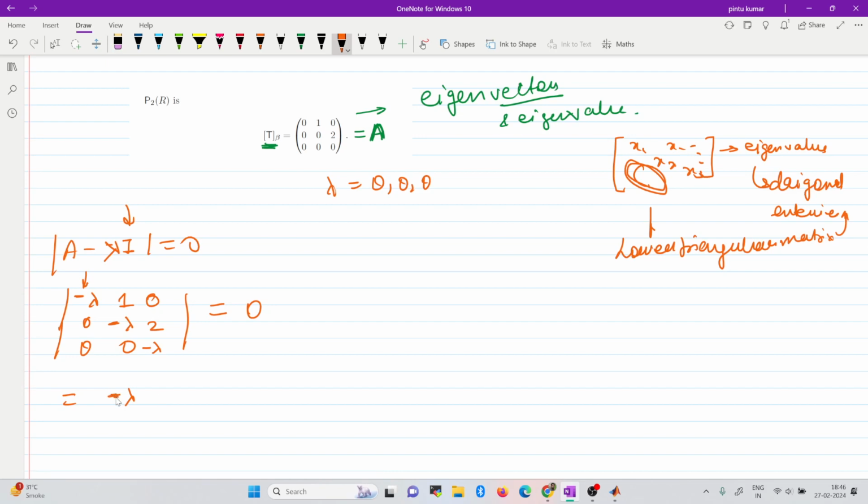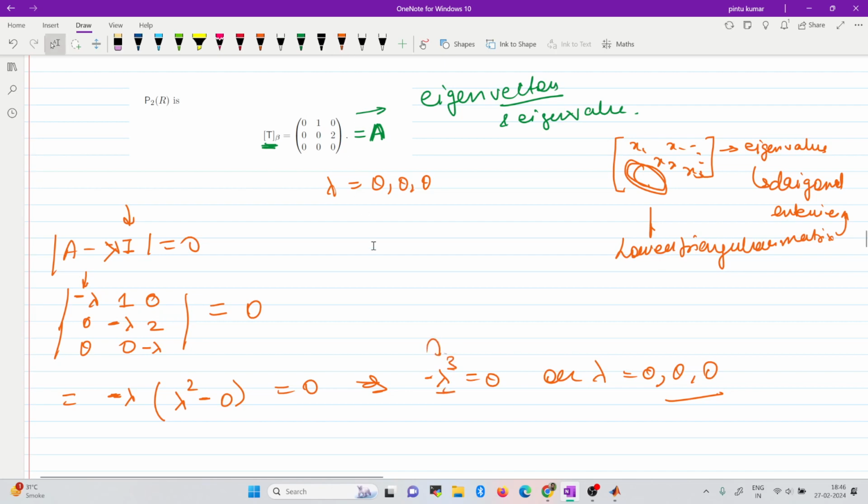This is how we calculate the determinant. This is lambda square minus 0, right? From here we get lambda square minus 0 is equal to 0. This simply implies that minus lambda cube is equal to 0, or lambda is 0, 0, 0. So we have only one eigenvalue, lambda, with multiplicity 3. That particular eigenvalue is getting repeated 3 times, because we had lambda cube over here.